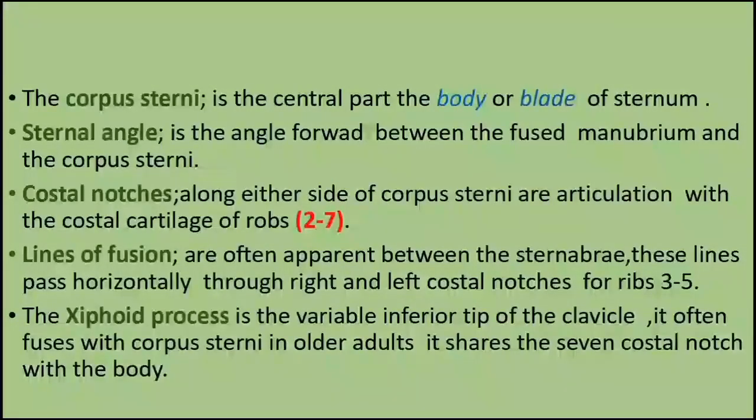The corpus sterni is the central part, the body or blade of the sternum. Then the sternal angle is the forward angle between the fused manubrium and the corpus sterni. Costal notches along either side of the corpus sterni articulate with the costal cartilages of the second to seventh ribs. Lines of fusion are often apparent between the sternebrae. These lines pass horizontally through the right and left costal notches for ribs 3 through 5. The xiphoid process is a variable inferior tip of the sternum. It often fuses with the corpus sterni in older adults. It shares the 7th costal notch with the body.